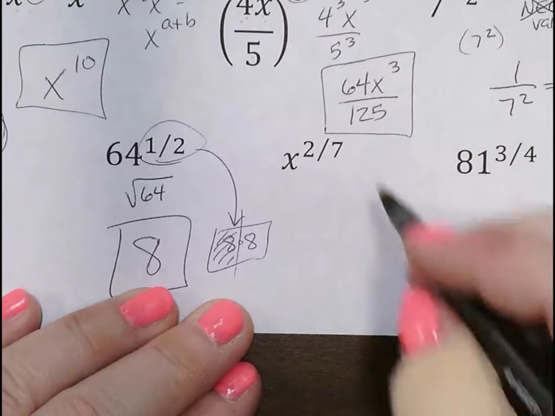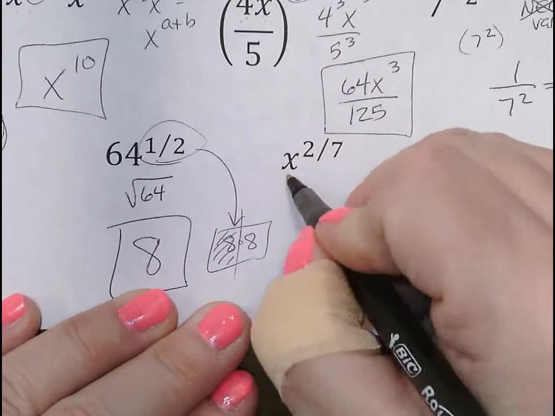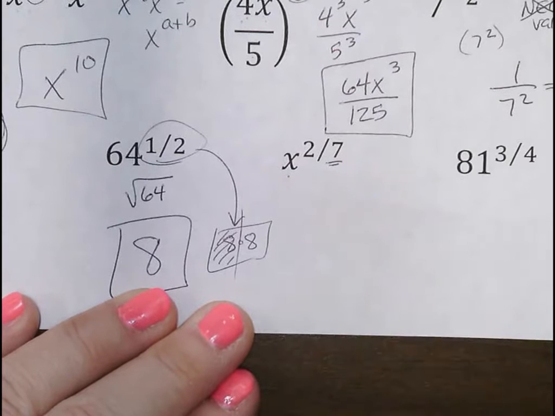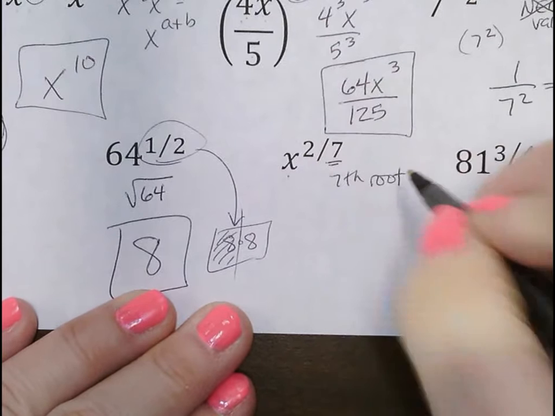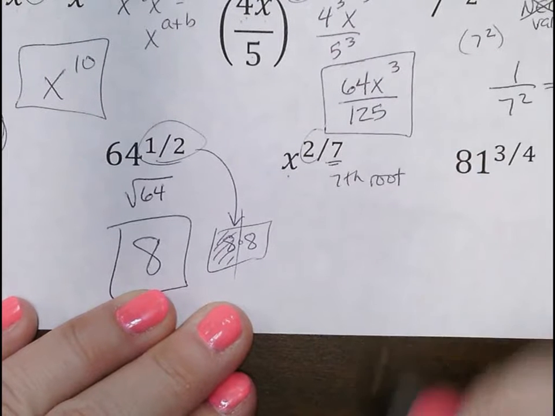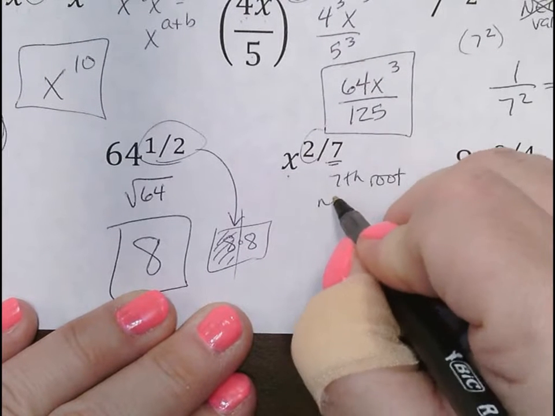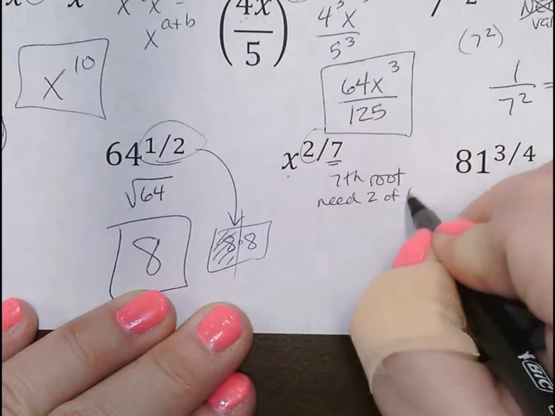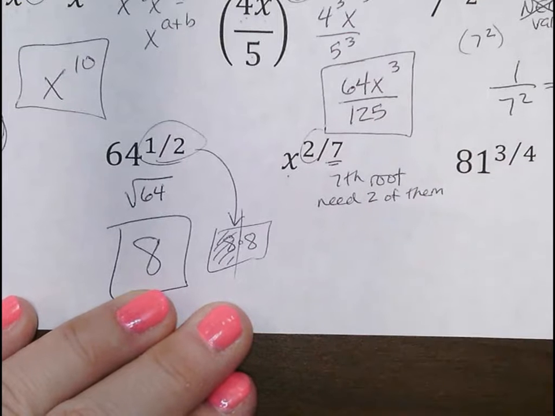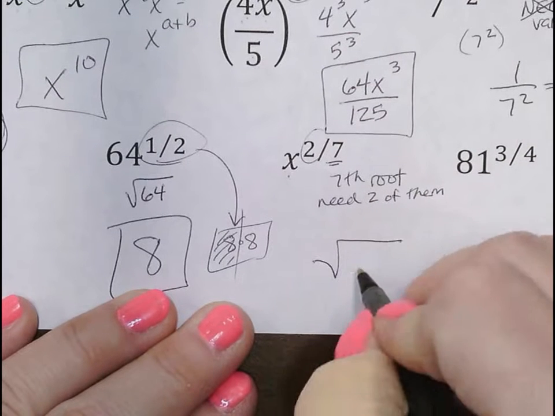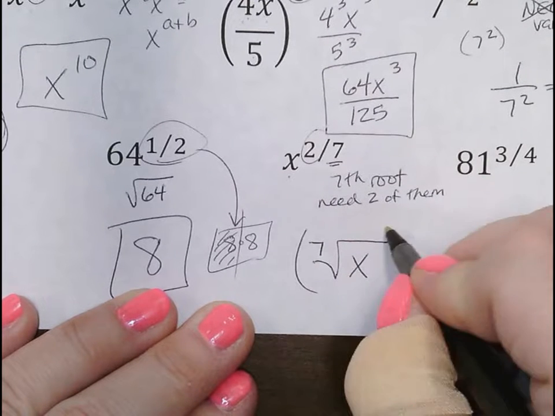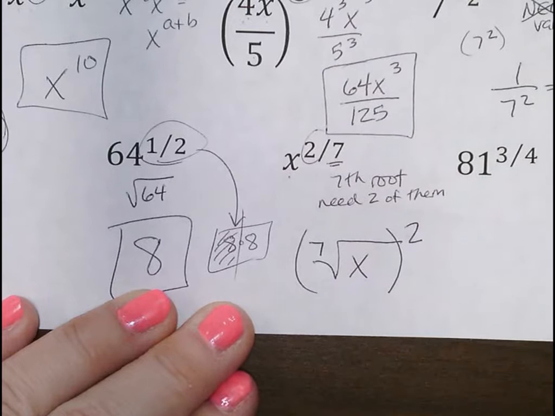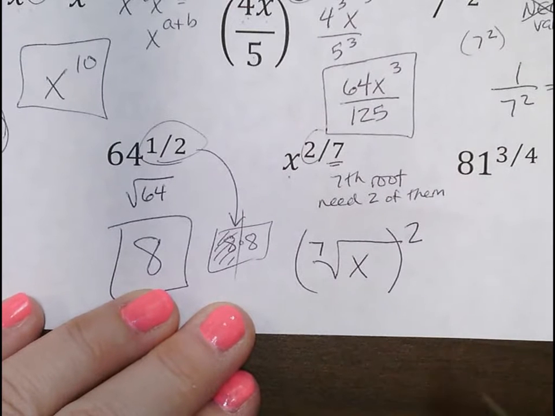X to the 2/7. This means we would need to take x and break it into 7 equal factors. This would be the 7th root of x. The 2, the numerator, tells me how many, and that means I would need 2 of them. So the way that we record this is we say we are going to take the 7th root of x, and then we need 2 of them. It's not as easy to see with a variable, it's easier to see with a number.